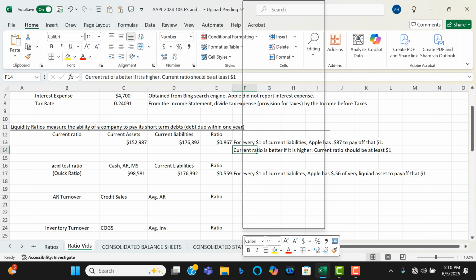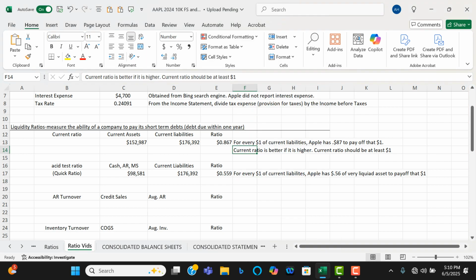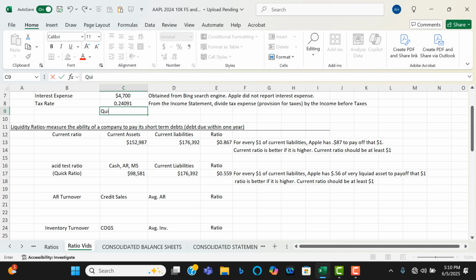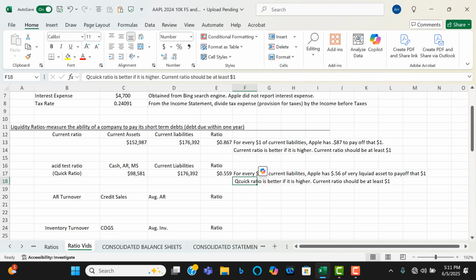And so I'm going to go ahead and just copy this down. You can use the same generalization, but I'm going to change the word current to quick ratio. And so the quick ratio is better if it's higher, obviously. And it would be nice if the quick ratio were at least 1, although many times it's lower than that because the numerator is much lower.